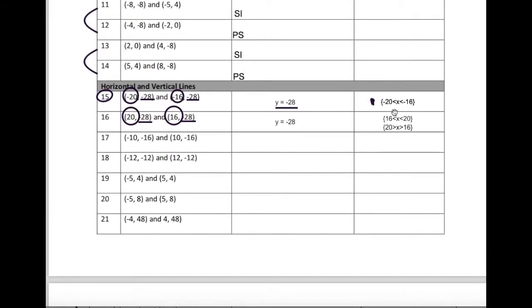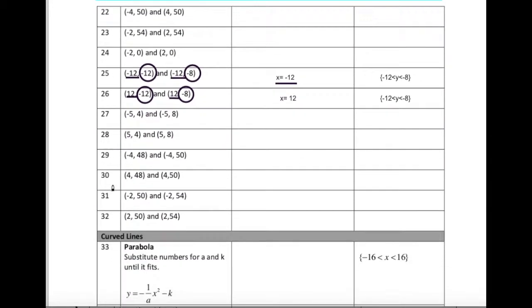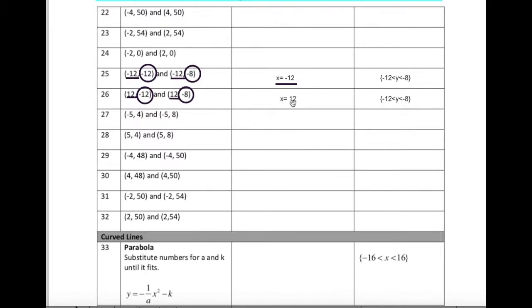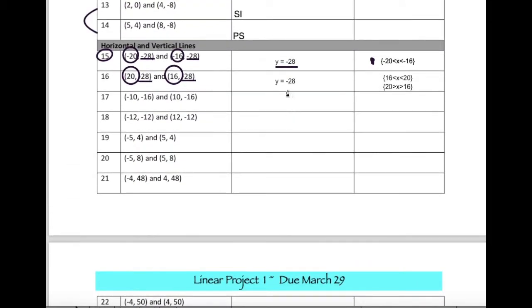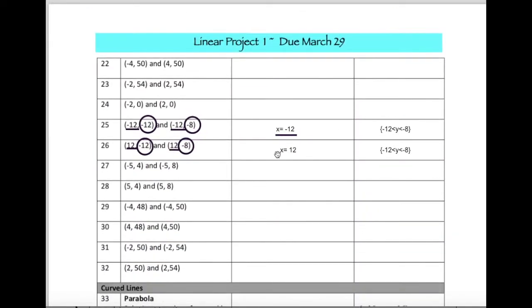Every single line from 15 down to 32 will either be an x equals a number or y equals a number. And then the constraints are going to be basically the other value that was not used for the line. I'm not sure if that really made sense, but if I'm going to write y equals negative 28, I'm going to use my x value on the constraints. And if my equation is x equals a number, then I'm going to use my y numbers as my constraint.